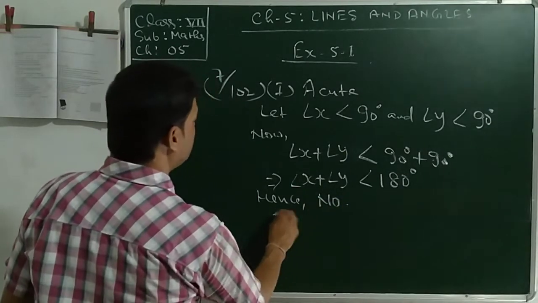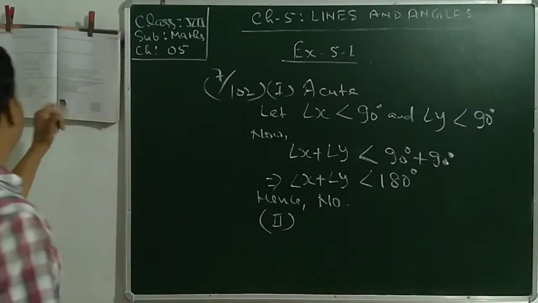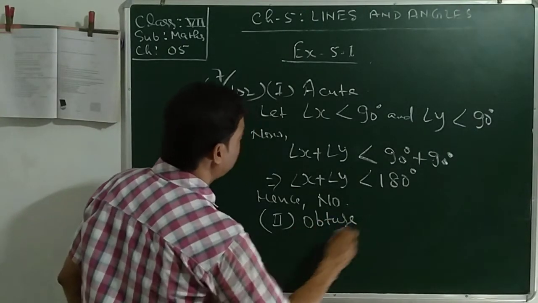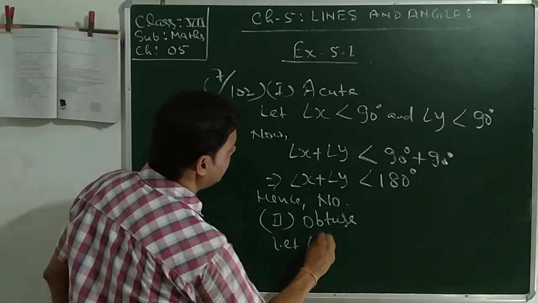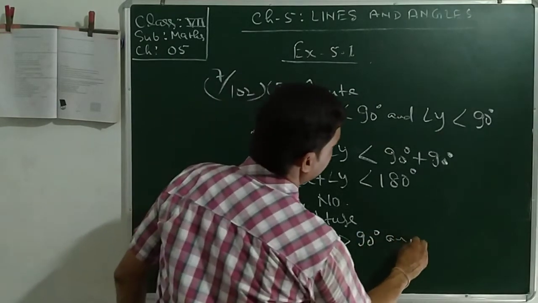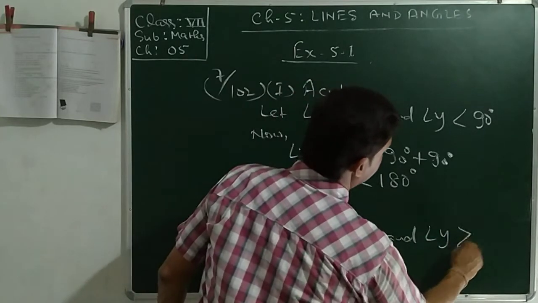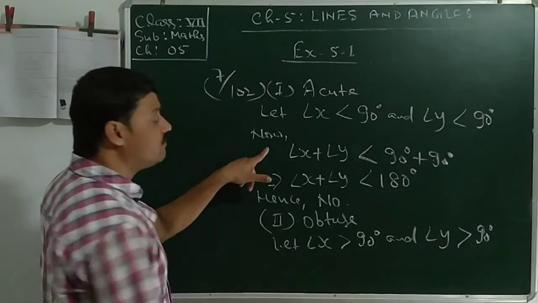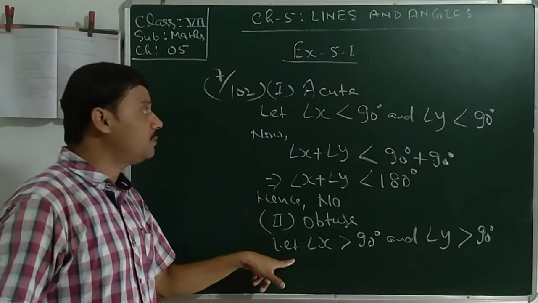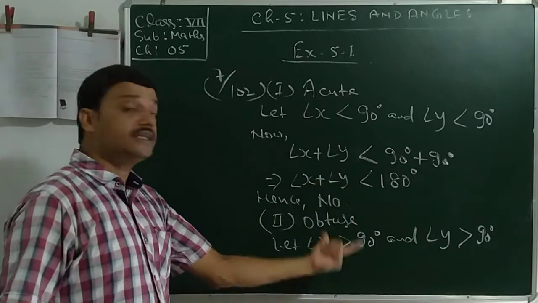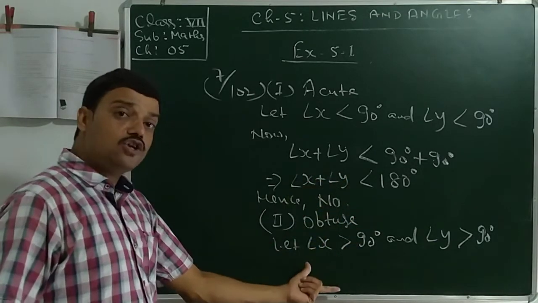Similarly, if you go for the second one where both the angles are obtuse, in that case let angle x is greater than 90 degree and angle y is greater than 90 degree. Now if you solve the equation very similarly as I have solved here, you will get the sum of both the angles is greater than 180 degree. That will also be no.